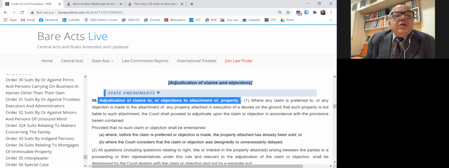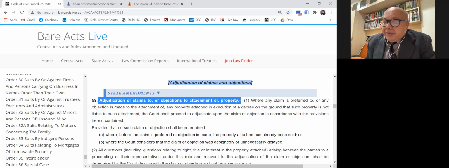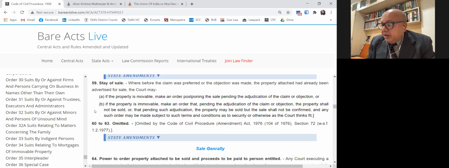Here also, Order 21 Rule 58. Now the judgment debtor can raise all the objections here. So pending the hearing and final disposal of the objection, the executing court can stay the sale under Rule 59. Okay, Order 21 Rule 59. आप समझे ना आप?